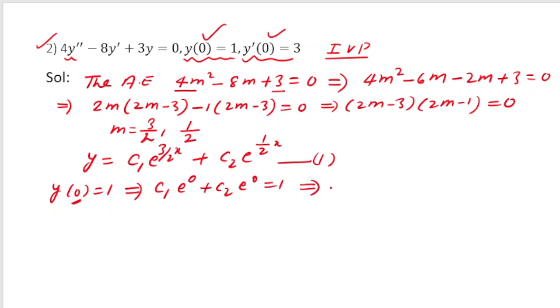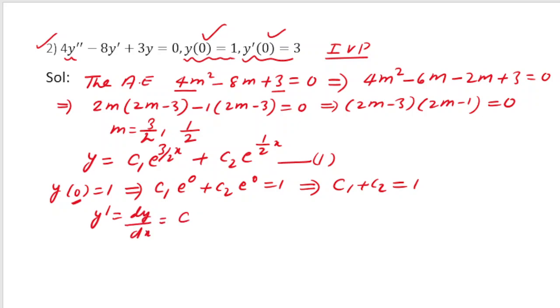So basically what is given, e to the power 0 is 1, so I get c1 plus c2 is equal to 1. And we have to use this condition y dash at the value 0 is equal to 3. So to use this, first of all I have to differentiate this. So to get y dash means what? I hope you are clear that y dash is dy by dx.